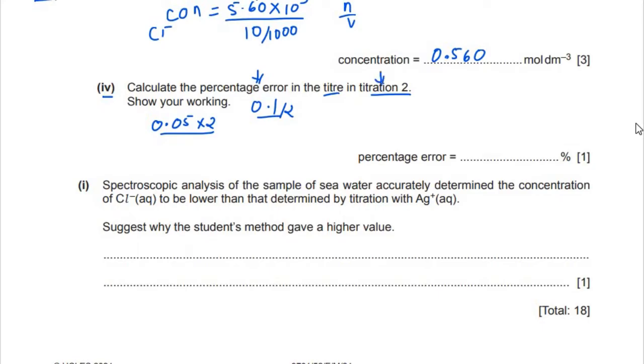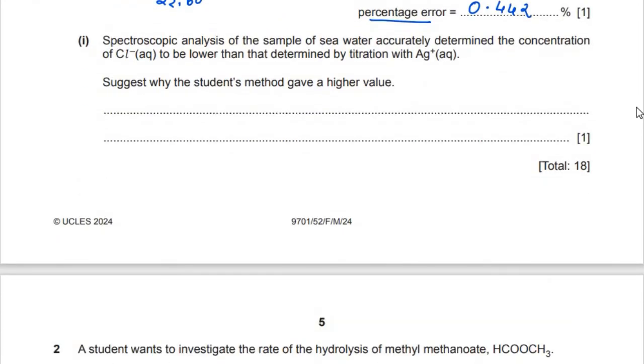So titration reading 2 was 22.60. So divide it by 22.60 into 100. So this is how we calculate the percentage error, and the answer for this is 0.442%. So this is the percentage error of our burette reading titration 2.